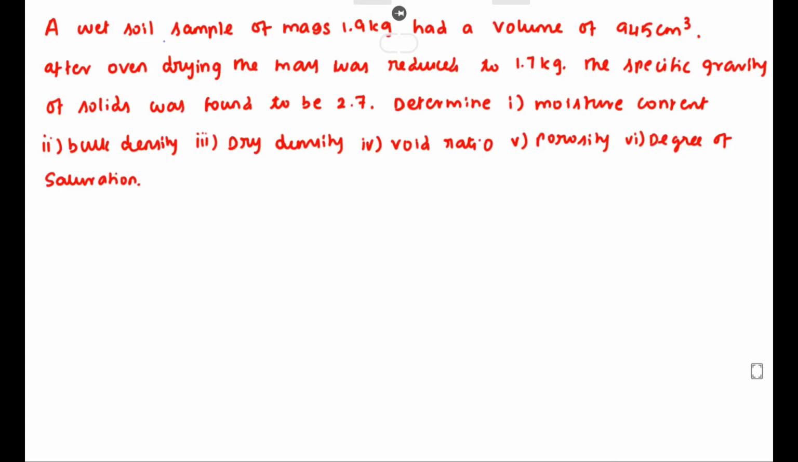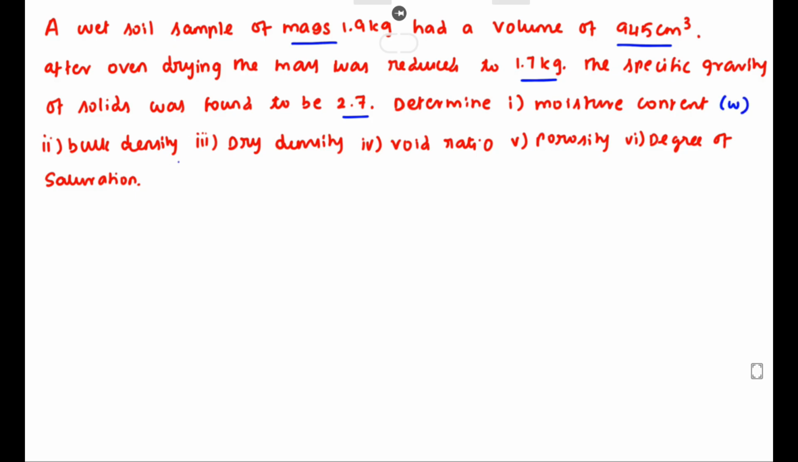Today we are going to see a problem related to soil mechanics, in the topic of index properties. The problem is: a wet soil sample of mass 1.9 kg had a volume of 945 cm³. After oven drying, the mass was reduced to 1.7 kg. The specific gravity of solids was found to be 2.7. So determine the moisture content, that is w.